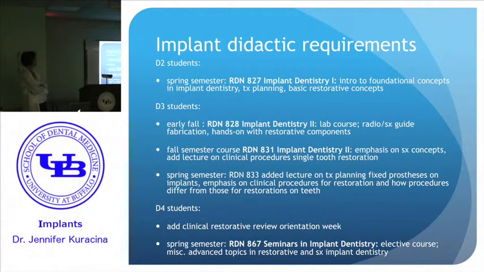In the spring, in Donna's fixed course, she added a lecture on both treatment planning and restoration of fixed prostheses on implants. And I tried to emphasize clinical procedures and how they differ from treatment of teeth. So that's exposure number 2 for them. In the D4 year, in August, they're going to get a review during their orientation week. By the end of August, every D4 student really should have a handle on what they're supposed to be doing. And then, of course, there's an elective that they can take in the second semester.